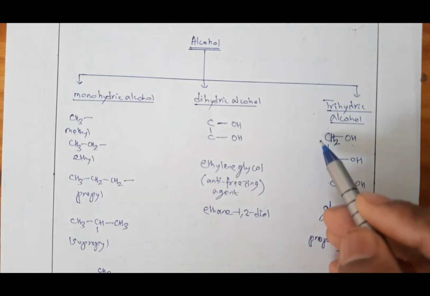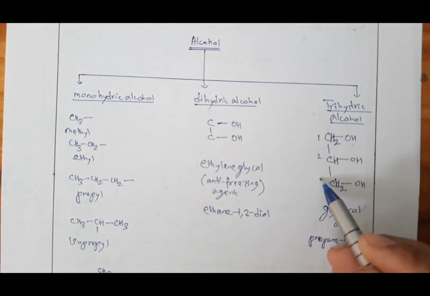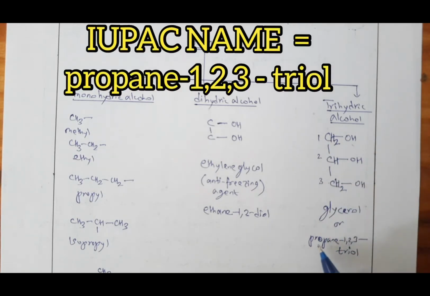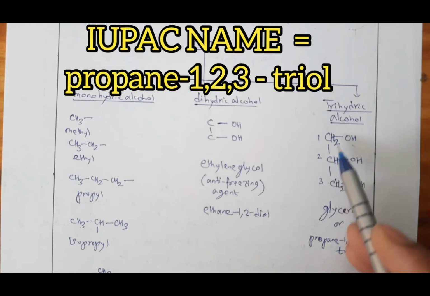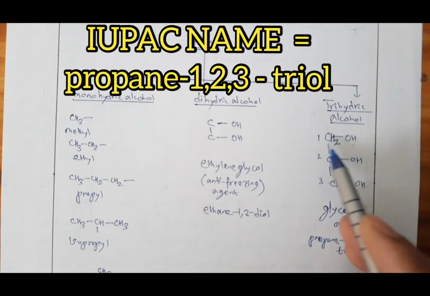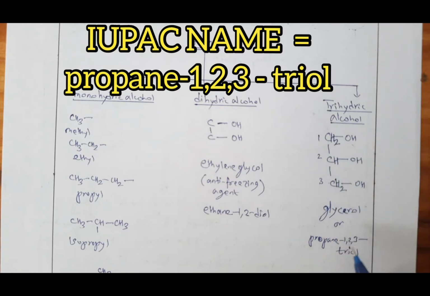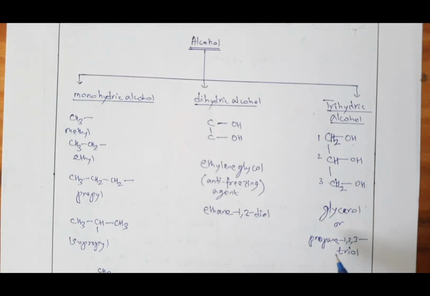If you see, the longest carbon chain here is 3. So 3 carbon means prop. Carbon is linked by single bond, so "an", propane: 3 carbon prop, single bond an. In 1, 2 and 3 there is a triol, meaning 3 alcohol groups. So you also understood the example of trihydric alcohol, glycerol, and its IUPAC name.